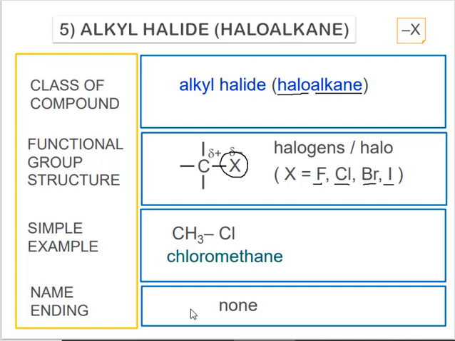As for the naming, you will learn later on how to name haloalkane. This is an example of chloromethane. Let me draw the expanded structure for you. It's CH3Cl. One more thing you should know is halogens are more electronegative than carbon. That is why you see a partially positive carbon and a partially negative halogen. Again, haloalkanes don't have a specific name ending.